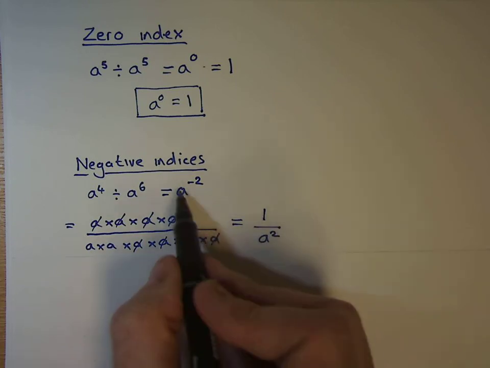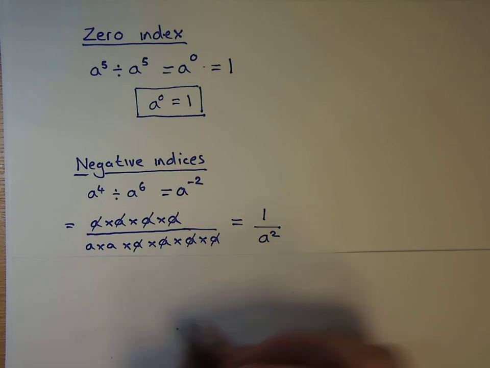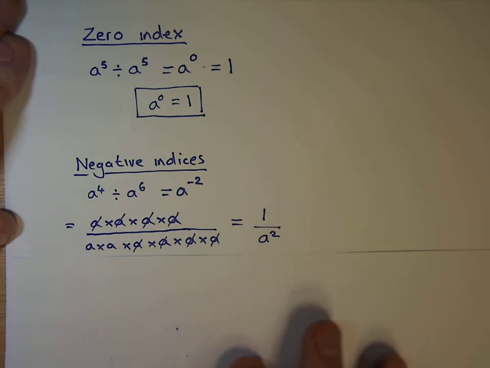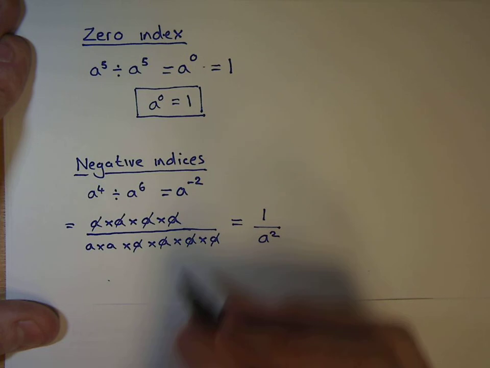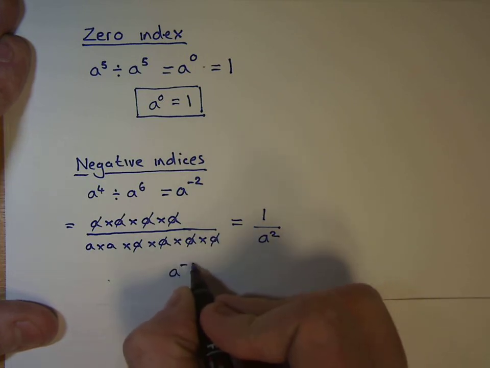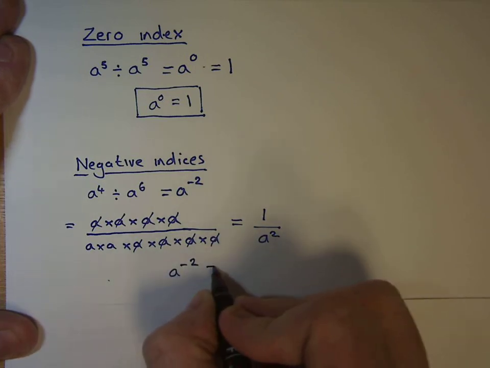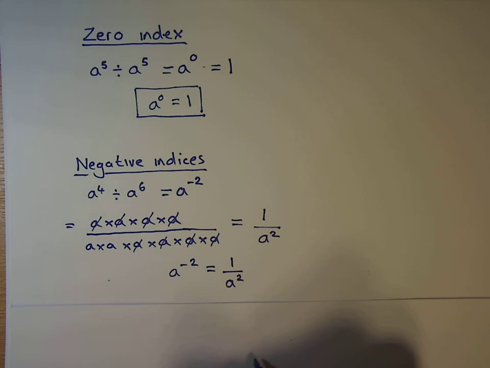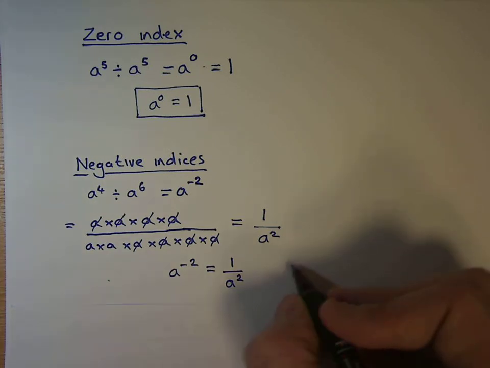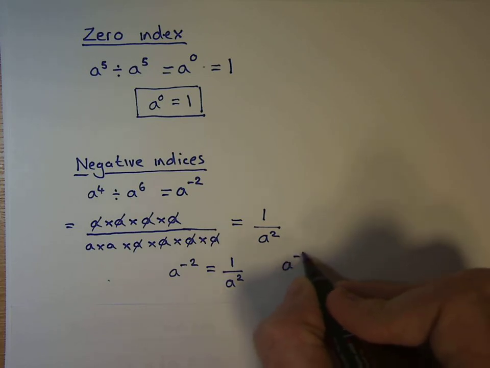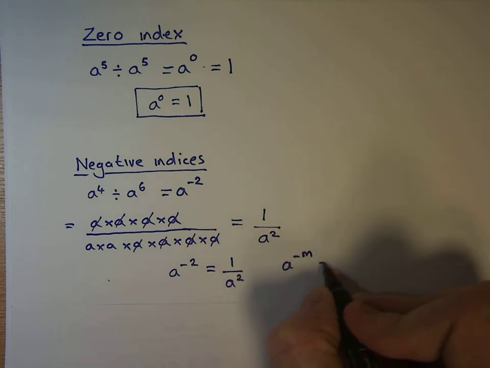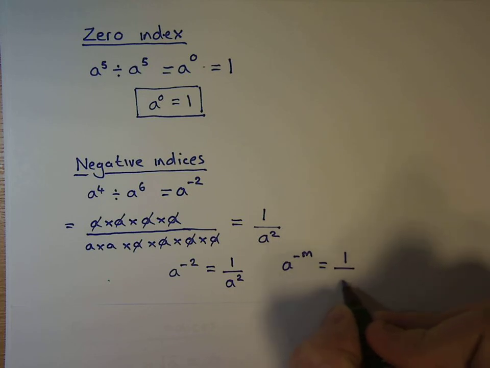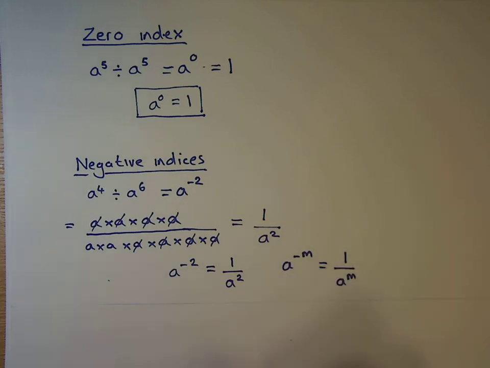These two must be equal to each other, and so we get the result a to the minus 2 is equal to 1 over a squared. Or, more generally, a to the minus m is equal to 1 over a to the m.